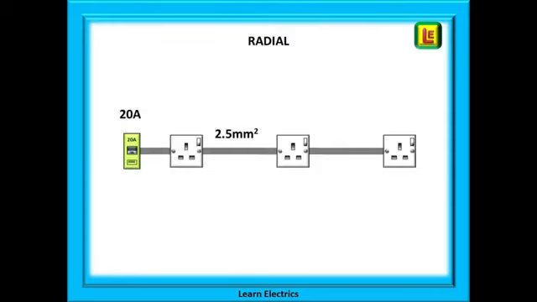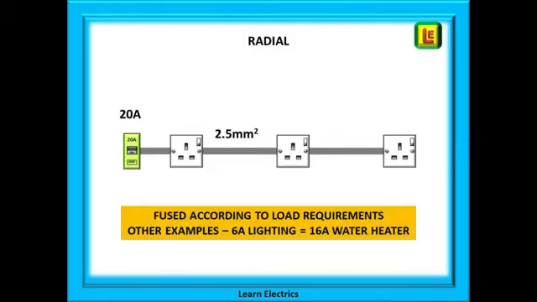Here we are showing a radial socket circuit. In this example, the sockets are being protected by a 20 amp circuit breaker and wired in 2.5mm cable. And these would be typical sizes. The actual fuse or breaker size is selected for the load or equipment that is using that circuit. Other examples of fuse sizes might be 6 amps for lighting circuits and 16 amps for your water heater. Choosing and calculating cable sizes and fuse sizes is the subject of another Learn Electrics video that you may wish to look at.